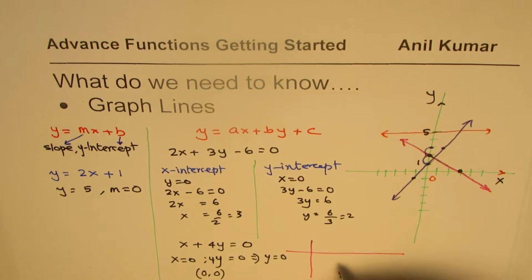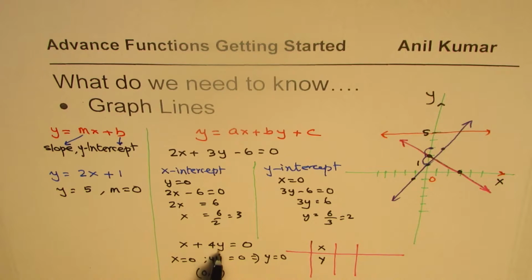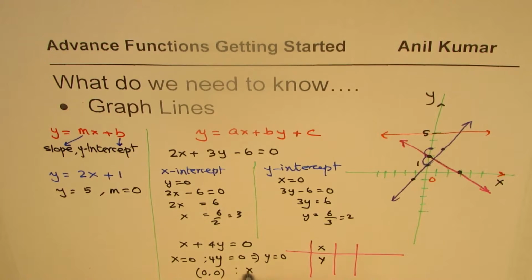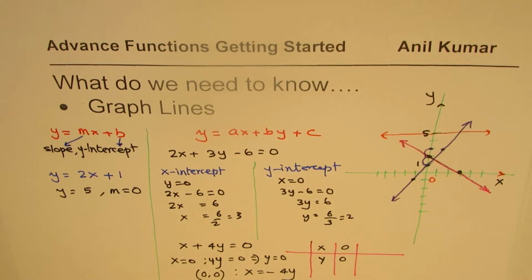Is that okay? So what we can do here is, in such cases, we may take some points for x and y. So let us say we find some x values and we calculate y. So we can write down that x is equal to minus 4y, correct? So we can take some y values instead of getting into fractions and calculate. Of course, we know if I take y as 0, I get x as 0.